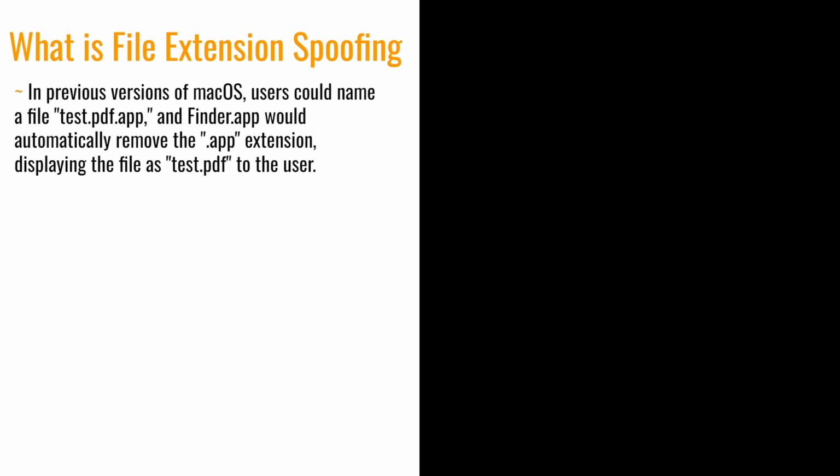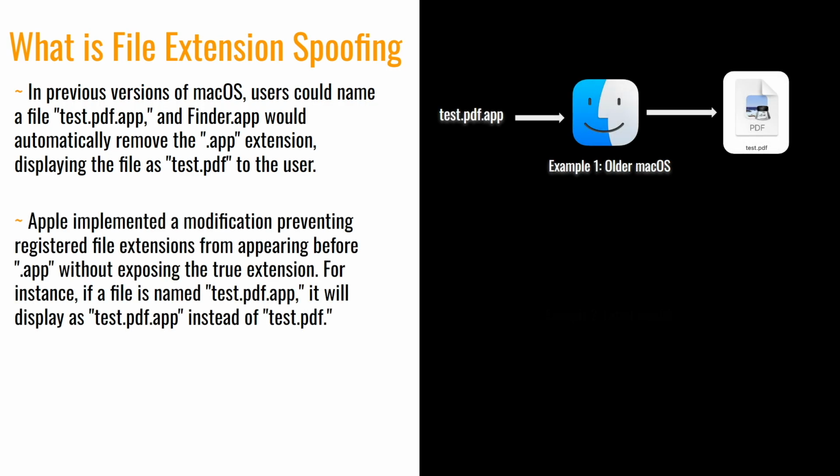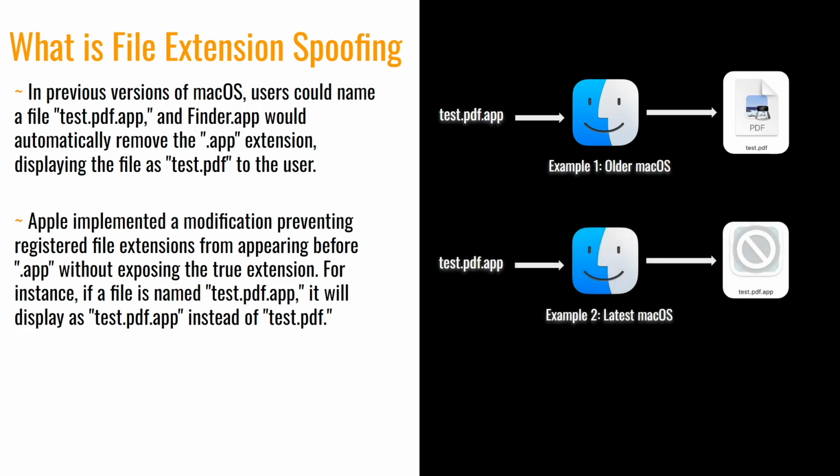In previous versions of macOS, users could name a file test.pdf.app and Finder.app would automatically remove the .app extension, displaying the file as test.pdf to the user, as seen in the example on the right-hand side. Apple implemented a modification preventing registered file extensions from appearing before .app without exposing the true extension. For instance, if a file is named test.pdf.app, it will display as test.pdf.app instead of test.pdf, as seen in the example on the right-hand side.